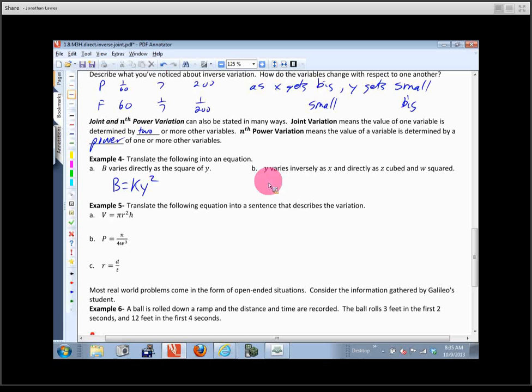Next one. y varies inversely as x and directly as z cubed and w squared. y varies inversely, so I'm going to have a k on the top, and what goes on the bottom? An x. And at the same time directly as z cubed and w squared. Where do I put those? Directly across the equal sign. So this is going to be z cubed, w squared. And that's it.